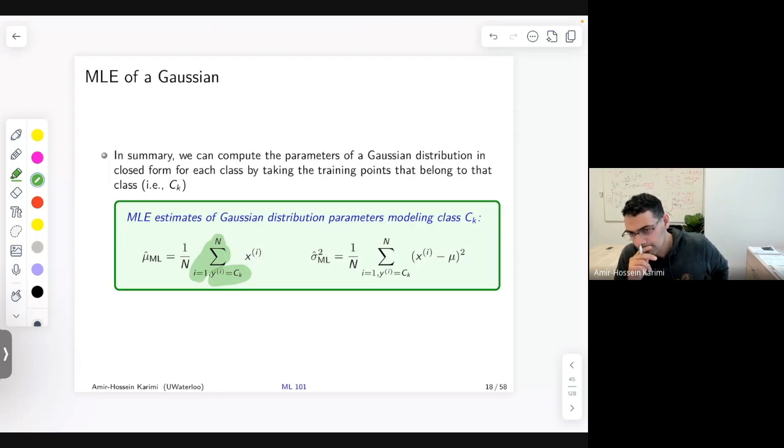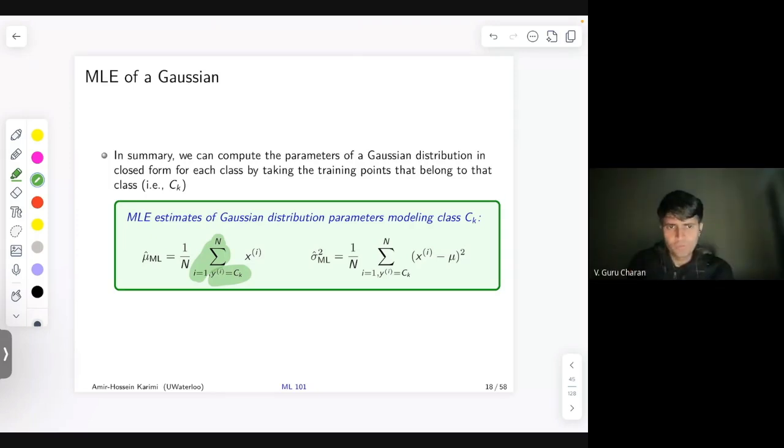Yes, Guru. I think I'm missing something here. This slide shows the mean and the standard deviation, right? Mm-hmm. And shouldn't these be very intuitive, both of these results? Or is there something that I'm missing? Why is it not trivial?